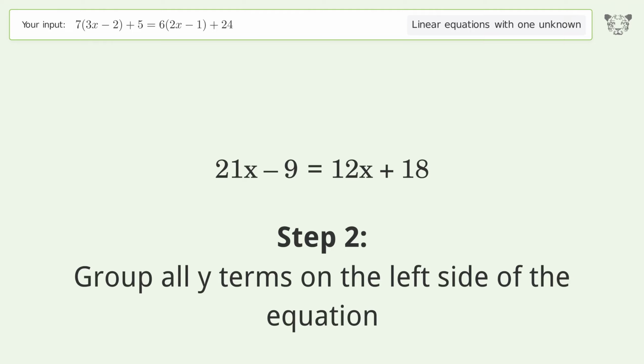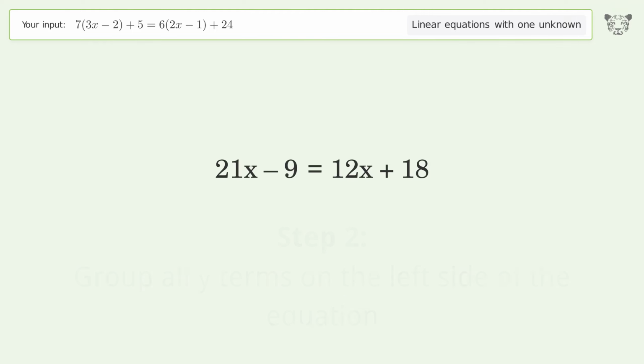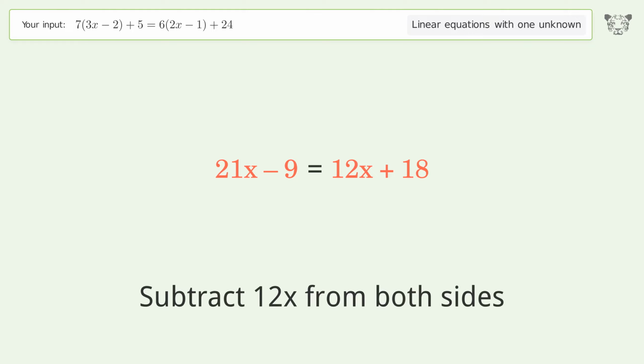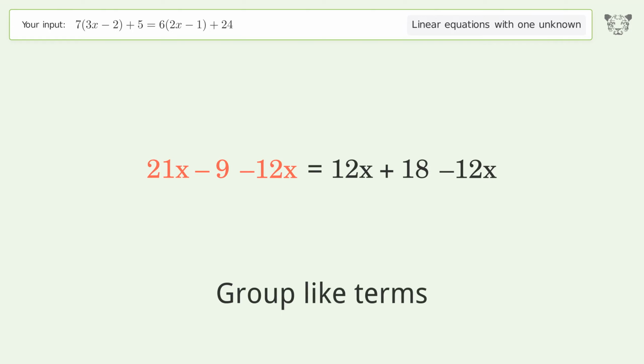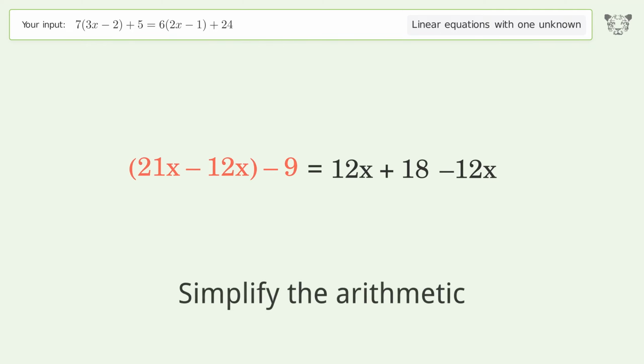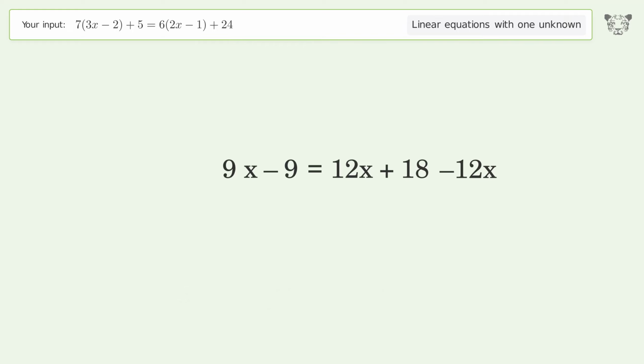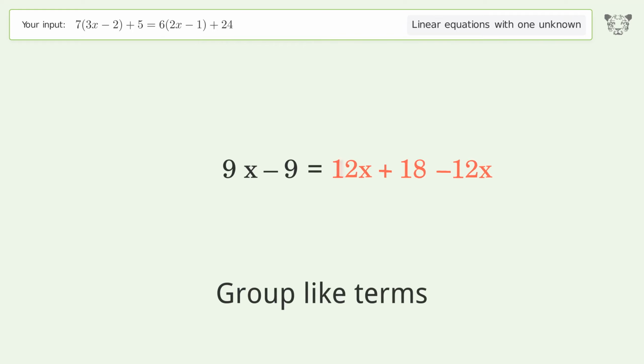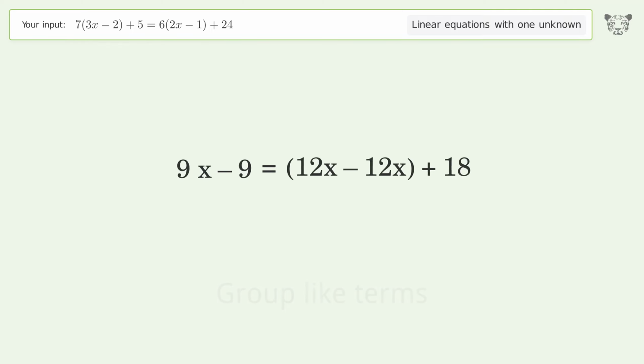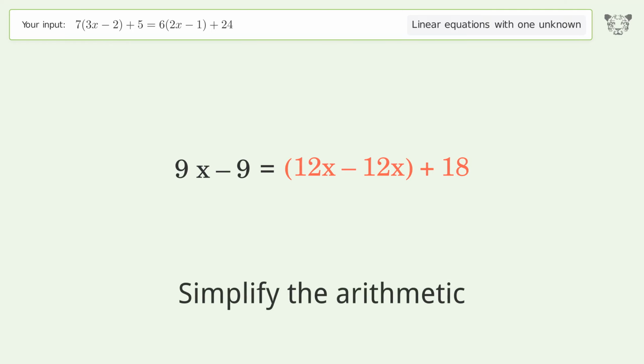Group all y terms on the left side of the equation. Subtract 12x from both sides. Group like terms. Simplify the arithmetic. Group like terms. Simplify the arithmetic.